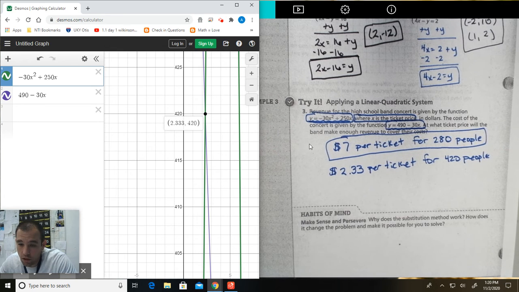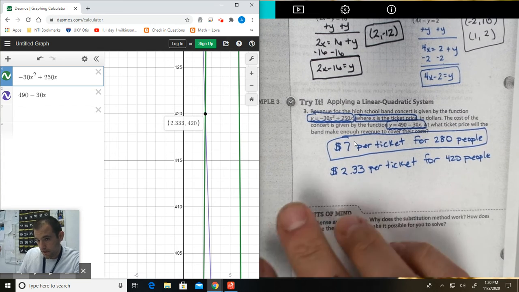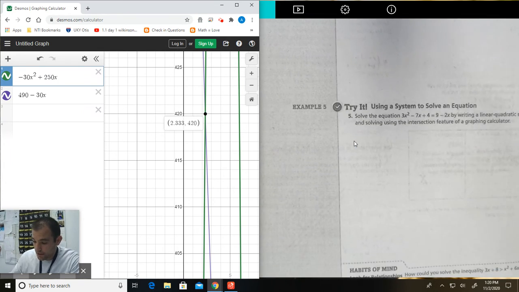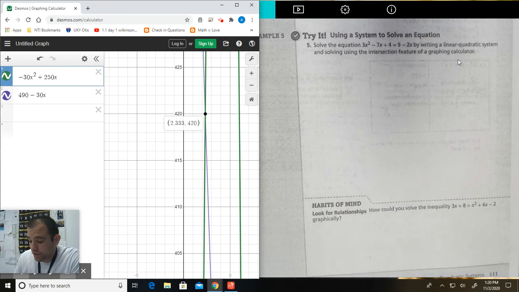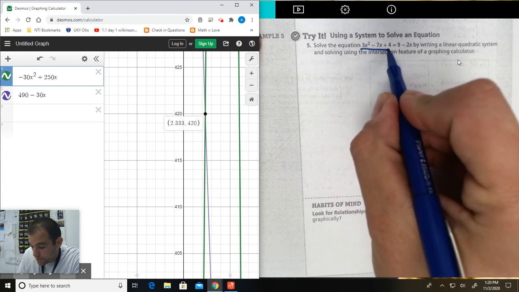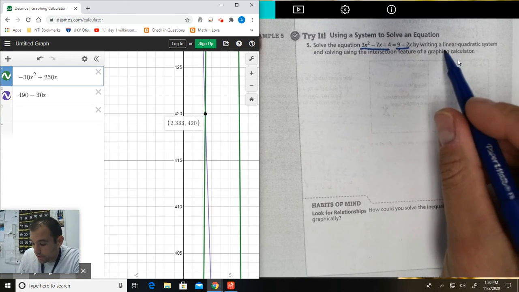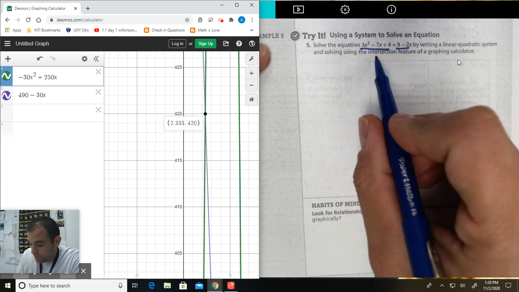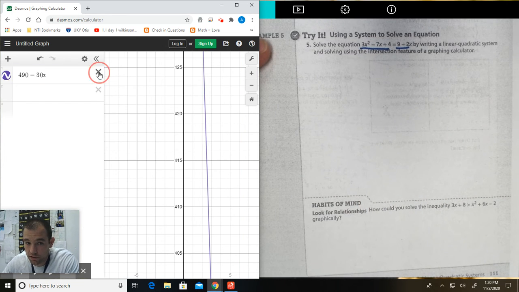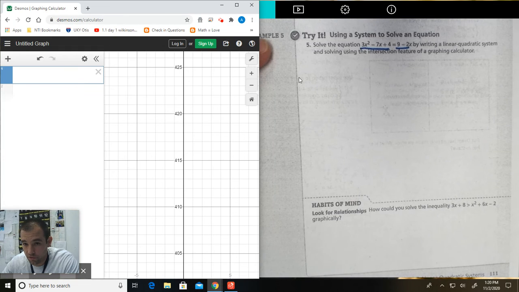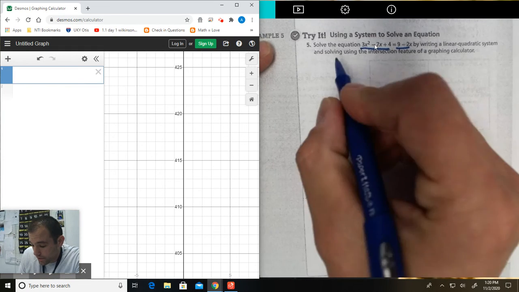Okay? So again, all we're doing is graphing it. Nothing new, nothing different. All right? Okay, there's one last problem, and it is this one right here. Using a system to solve. This one gives you a whole lot of directions, right? So it gave us two equations right next to each other by writing a linear quadratic system and solving using the intersection feature of a graphing calculator. It's literally telling you to do the exact same thing that we've been doing. But now we're just going to do each one separately.